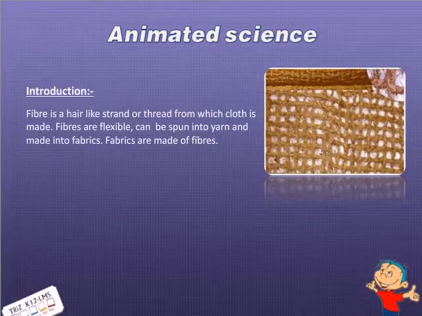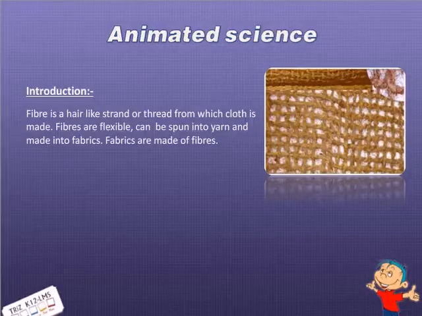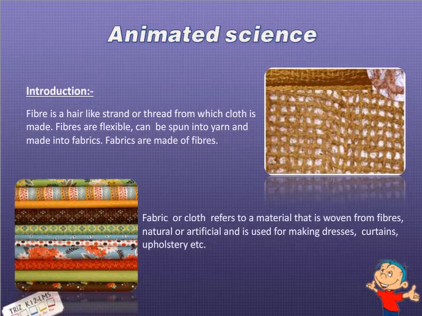Fibers are flexible, can be spun into yarn and made into fabrics. Fabrics are made of fibers. Fabric or cloth refers to a material that is woven from fibers, natural or artificial, and is used for making dresses, curtains, upholstery, etc.